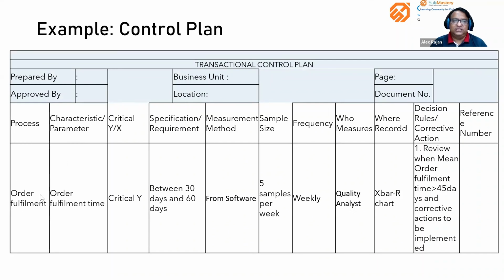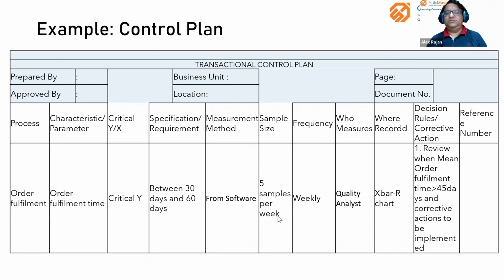For example, the process is the order fulfillment process. Order fulfillment time is a critical Y that we are looking into. The specification says it has to be between 30 days and 60 days. From the software, 5 samples per week have to be collected. So once we complete the project, how the sustainment of the improvement should happen and how the monitoring of the process should happen, we give in a control plan.